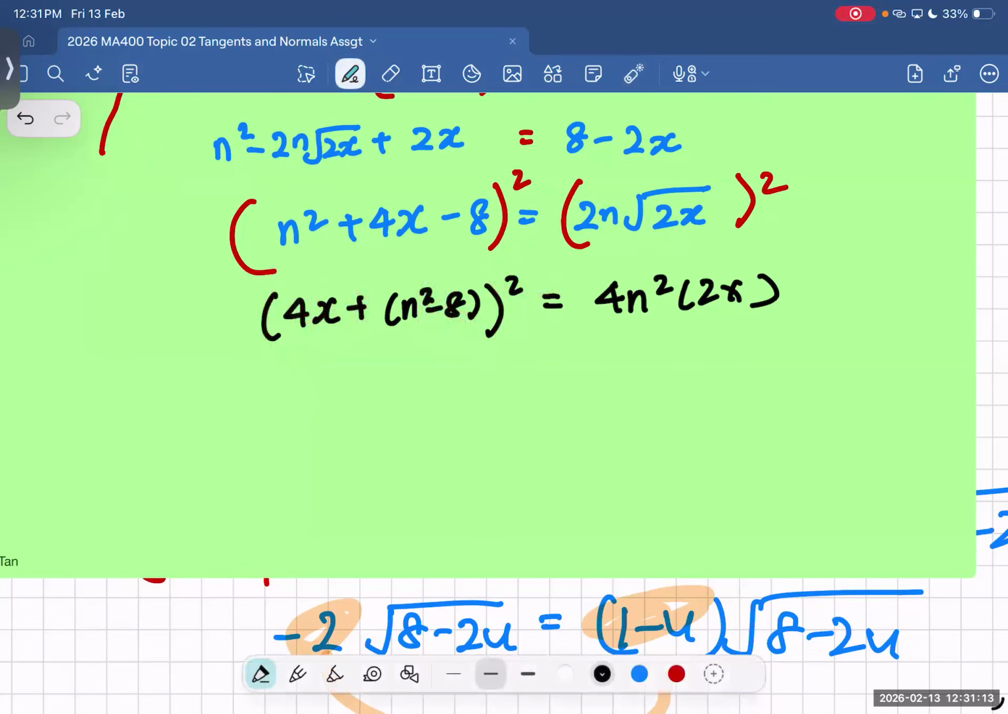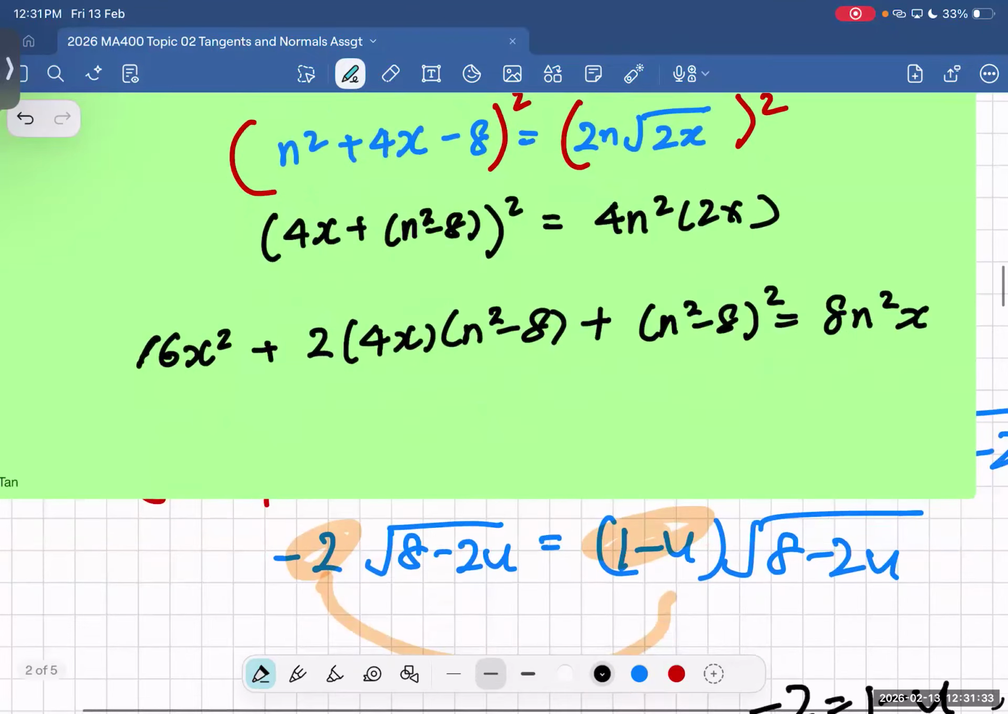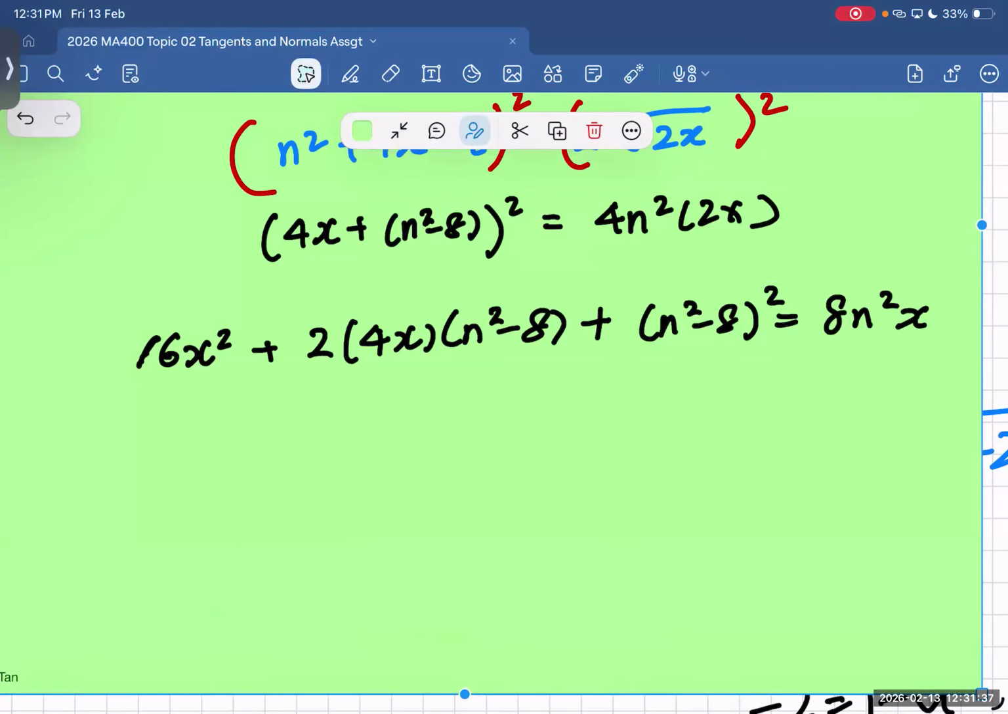This is the same as a squared plus 2ab plus b squared, which is 8n squared x. Okay, I understand how difficult this must be for you, but this is what it is. This is what it is. Okay. Yes.